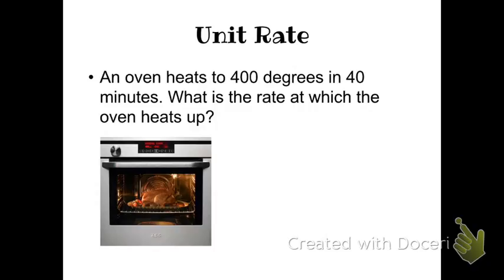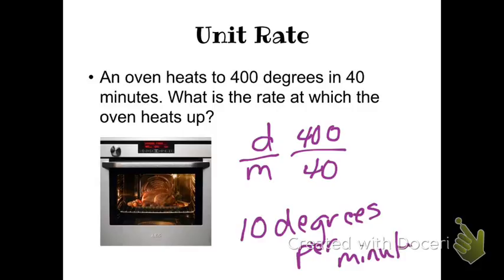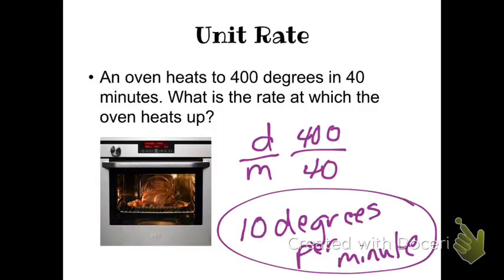Every time, first question, what are we comparing, Darren? The degrees to the minutes. Yeah, so degrees to minutes. We're comparing degrees to minutes, so we have 400 degrees to 40 minutes. Okay? We divide 40 into 400, what do we get? 10 degrees per minute. Okay? 10 degrees per minute. Y'all okay with that?